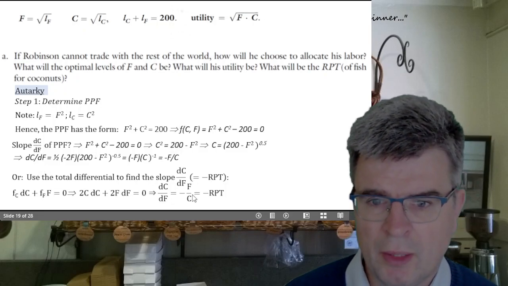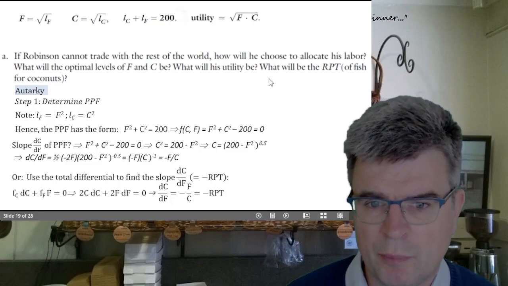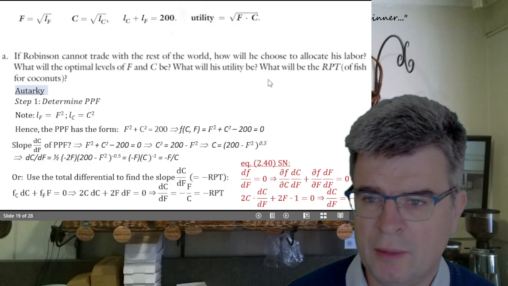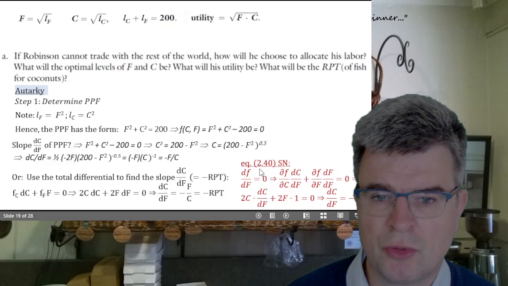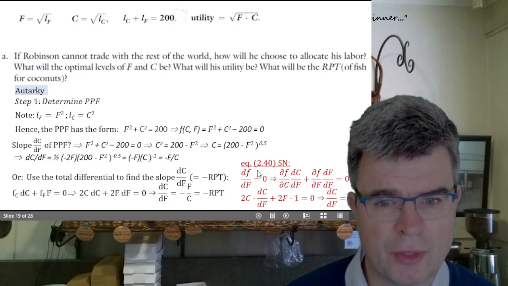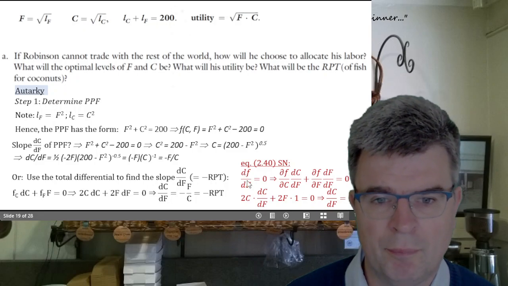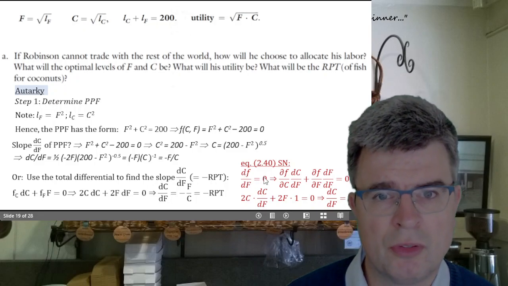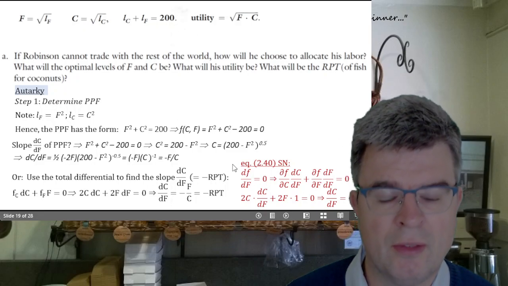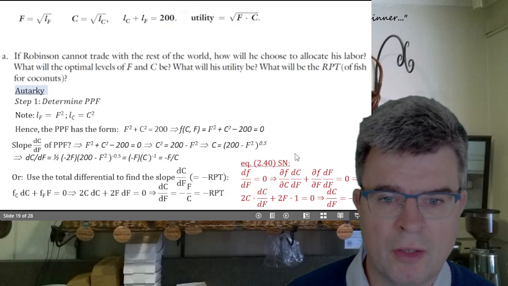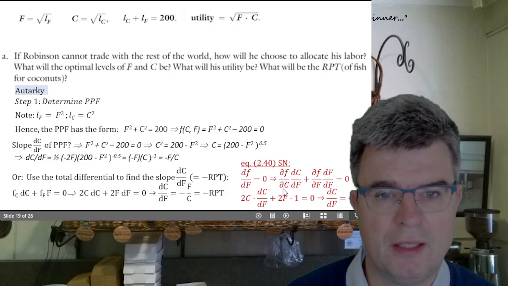Okay, so check, we have the RPT. We don't have the utility, but we will get to that. Notice that this is similar to equation 2.40 in the book, which is from the math chapter. The math chapter tells you how to deal with the total differential, and here I translated what has been stated there to the context that we consider now, plugging in the C and the F's.